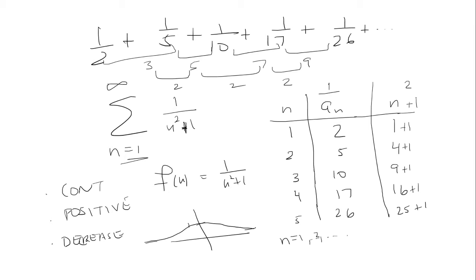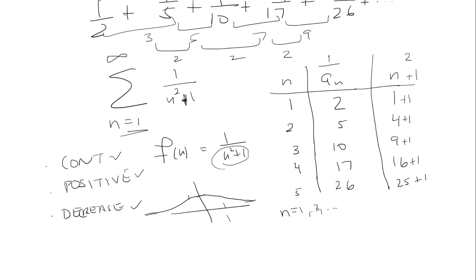So obviously it's going to be decreasing from n equals 1 to infinity. It's going to be continuous and it's positive. It's never negative because n squared plus 1 is always positive. So 1 over a positive number is just positive. So the conditions are met for the integral test.